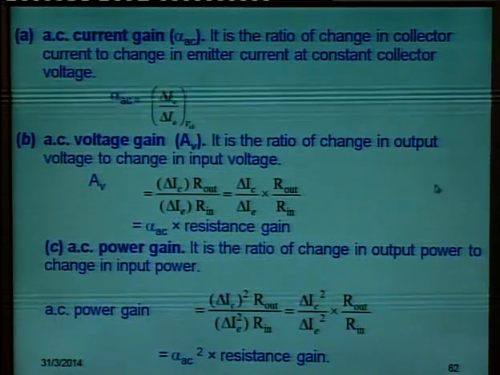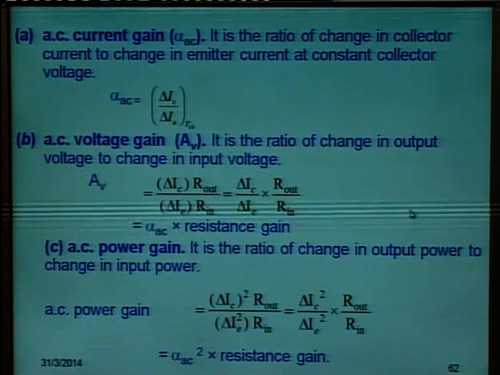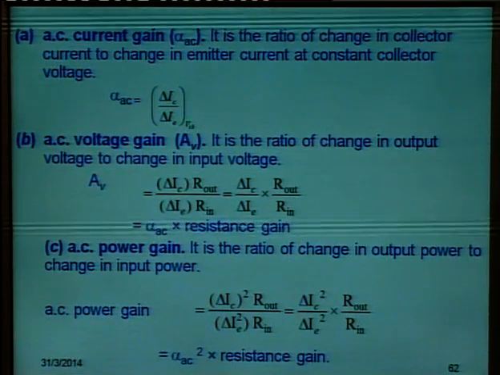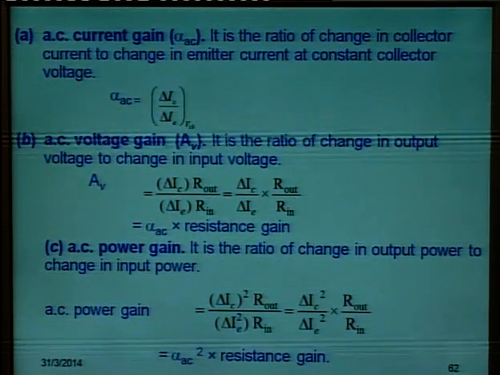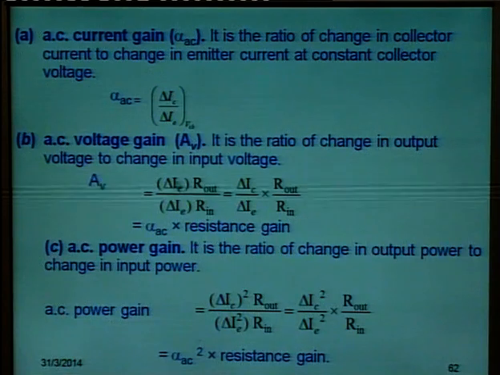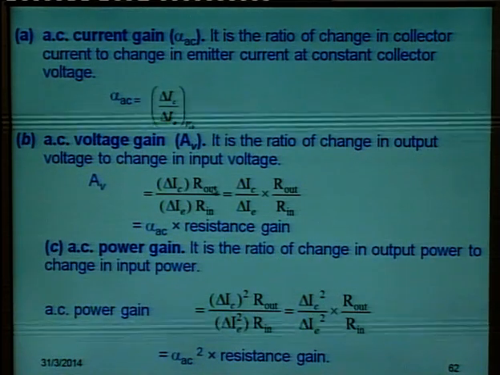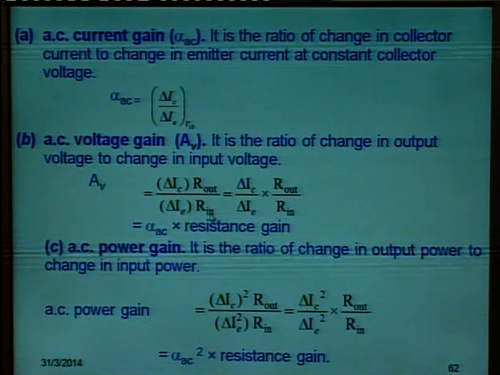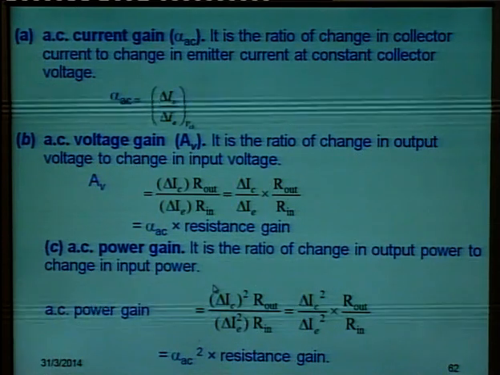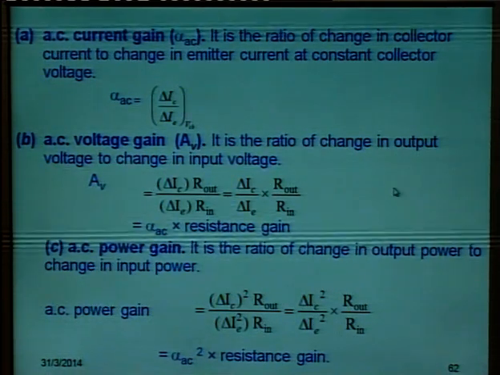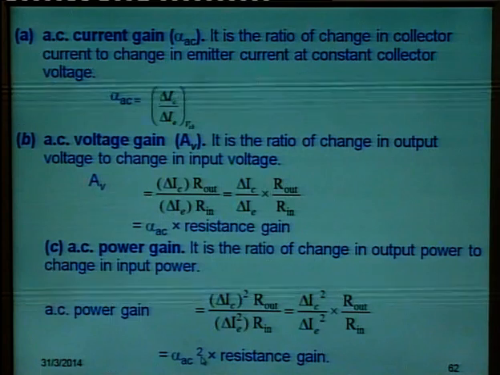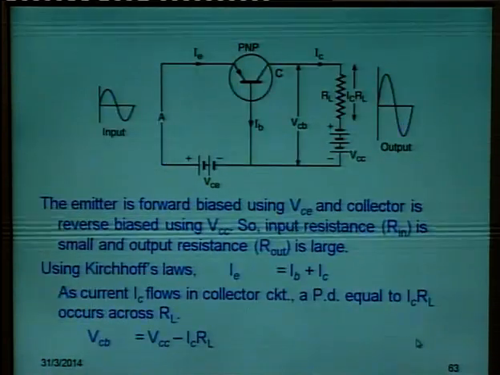AC current gain is the ratio of change in collector current to change in emitter current at constant collector voltage. AC voltage gain is the ratio of change in output voltage to change in input voltage. So it is delta IC into R, this is output voltage, delta IE into R, this is input voltage. Power gain is the ratio of change in output power to change in input power, and here you can show it as AC current gain square into resistance gain.